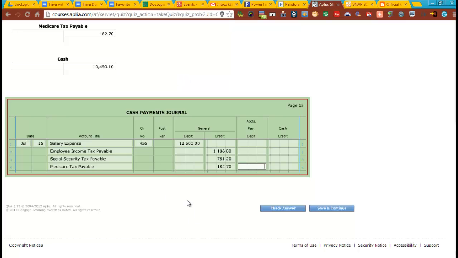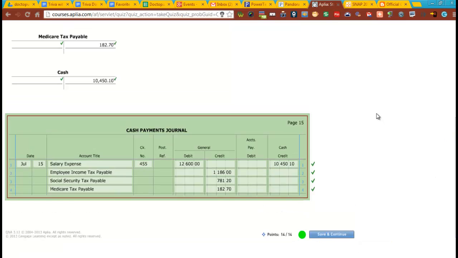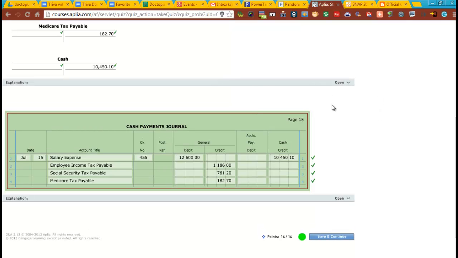Cash. Does it matter where the cash goes? Yes. Cash always goes on the first line. So when we take a look at this journal, on line 1 of the journal, going all the way over here on the right, we have to put in our cash credit amount. Our cash credit that we calculated is going to be $10,450.10. And I have a green circle, which means I did it all correct. Isn't that amazing?